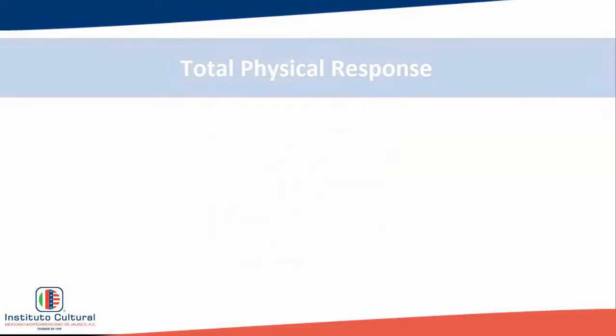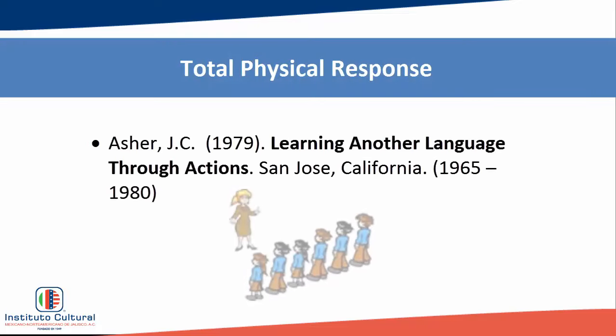James J. Asher defines the total physical response, also called TPR method, as one that combines information and skills through the use of the kinesthetic sensory system. This combination of skills allows a student to assimilate information and skills at a rapid rate. As a result, this success leads to a high degree of motivation.